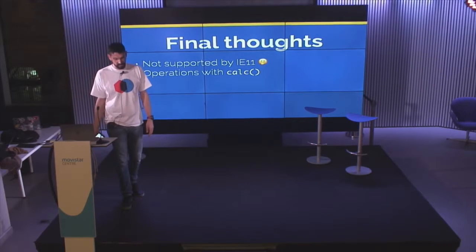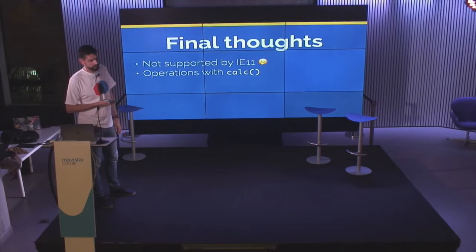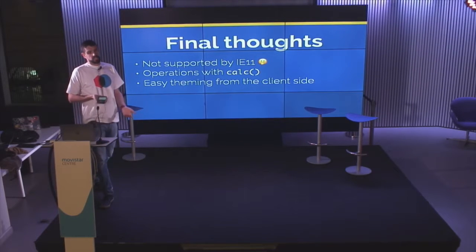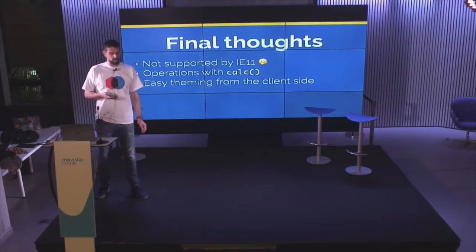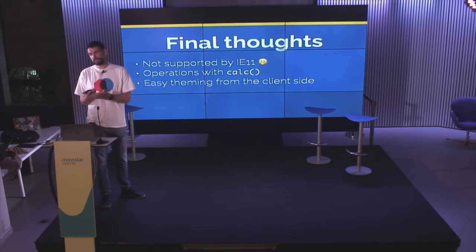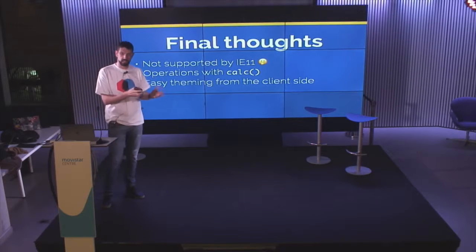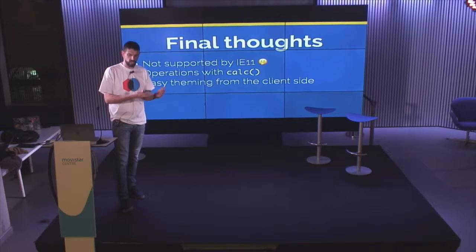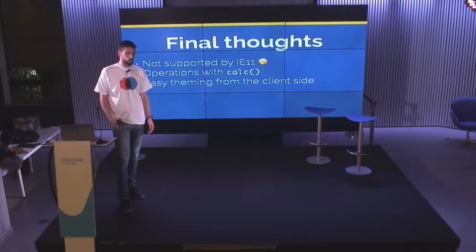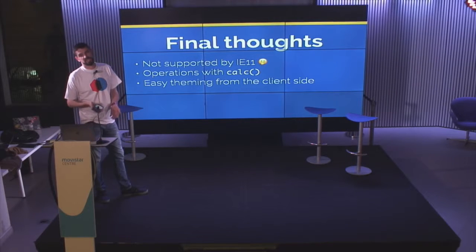That's something that appeared as a new feature recently. This is a very good opportunity to make easy theming on the client side. This is the type of theming where we can have a light theme and a dark theme of our site, and we want it to be changed on the client side. With custom properties, this is very easy.